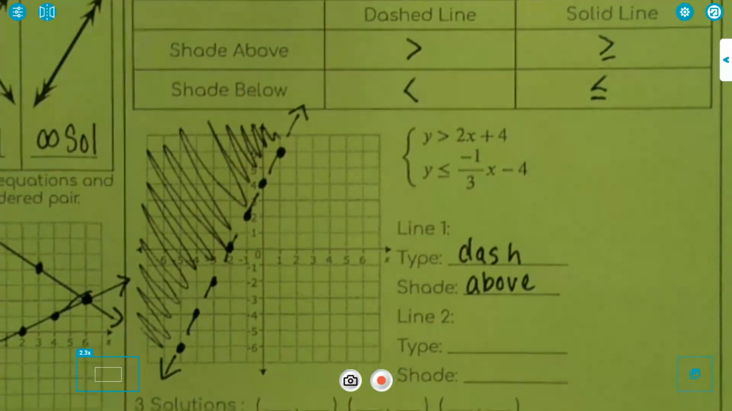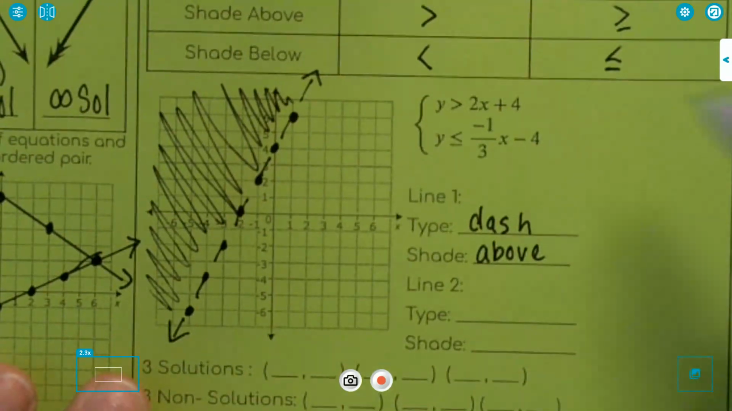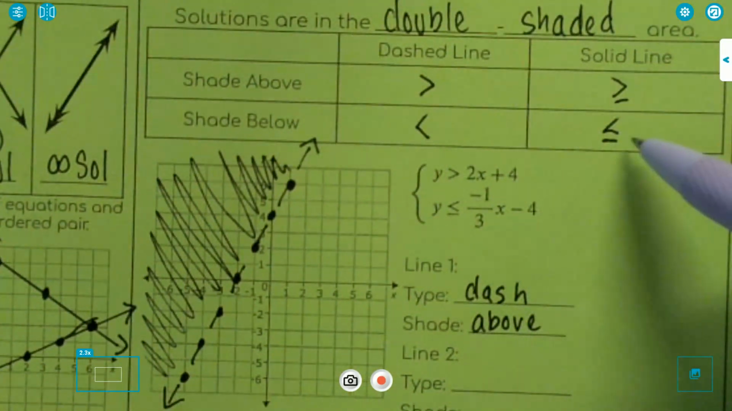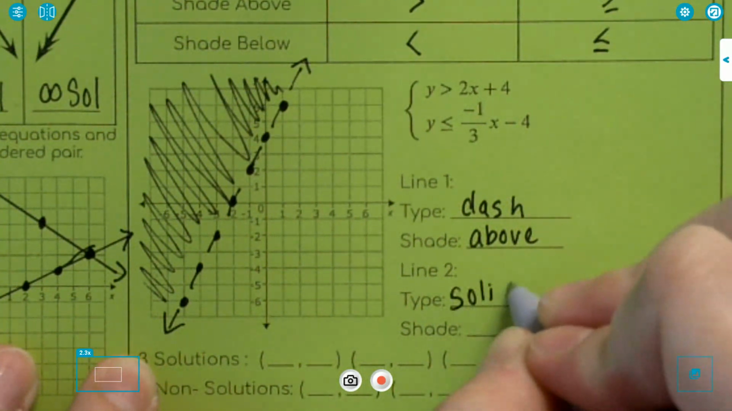Hey, and then we've got one more line to graph. We've got y is less than or equal to negative 1/3 x minus 4. For less than or equal to, we are looking at a solid line and shading below it. So solid below.